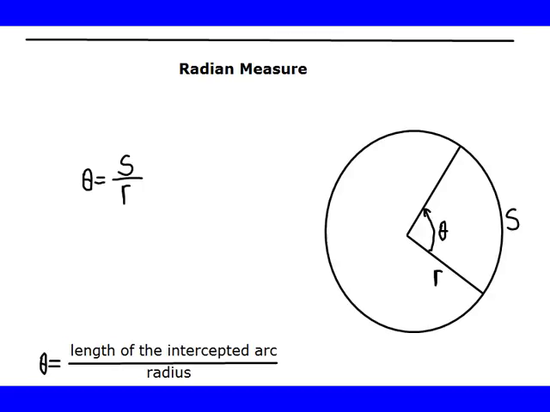Hello, ladies and gentlemen. We are now looking at radian measure. Angle theta in terms of radian measure is equal to the length of the arc of the circle divided by the length of the radius.